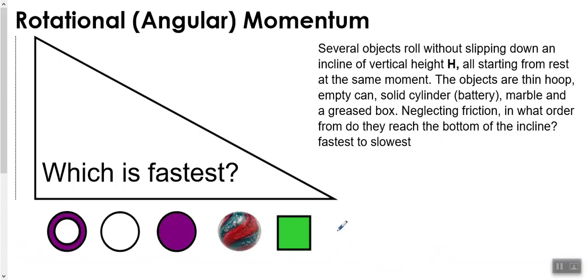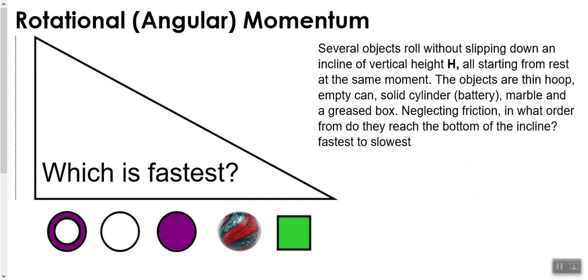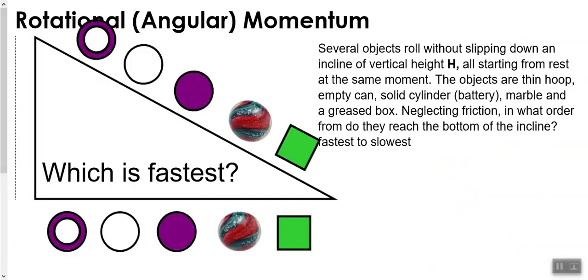So let's practice. Looking at this, which of these objects will be the fastest? Which will be the slowest? So neglecting friction, and the objects are not slipping. How are you going to arrange this? Going back to this table as well, you can use your textbook and plug in the relationships. The correct answer would be in the same order.